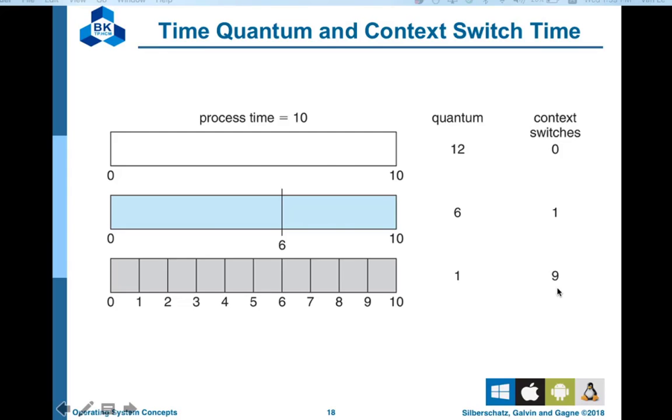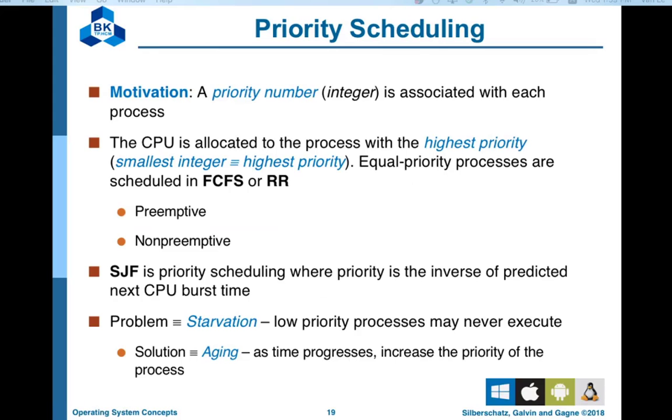The priority scheduling is based on the priority, an integer priority number of a process. Each process will be associated with a priority number. So the CPU is allocated to the process with the highest priority. Equal priority processes are scheduled in FCFS or round robin. With priority scheduling, we have two modes of decision: preemptive or non-preemptive.